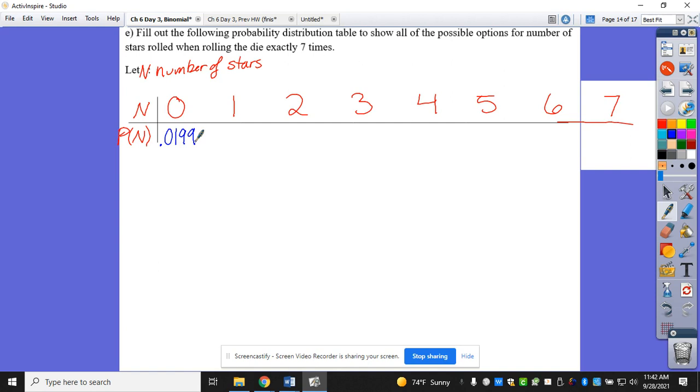And now you get what? 0.1044. I do it again for 2. Second enter, change the 1 to a 2. And I get what? 0.2350.